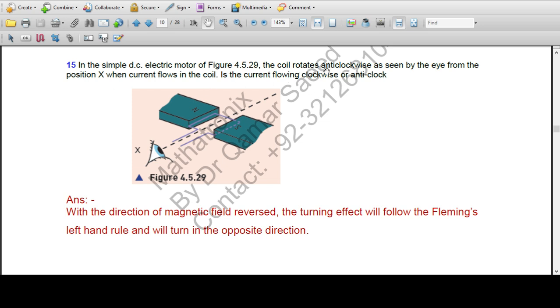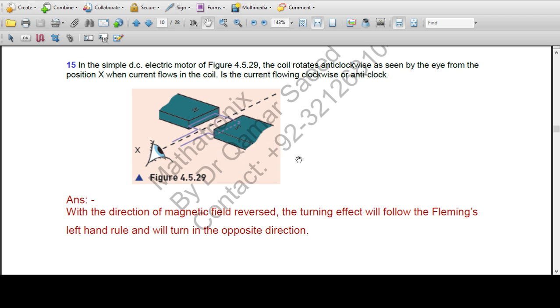So for whether the current flows clockwise or anti-clockwise: if the current is going inside, then the force will be downward. If it's coming out, the force will be upward. So if we change the direction of the current, its force will change.